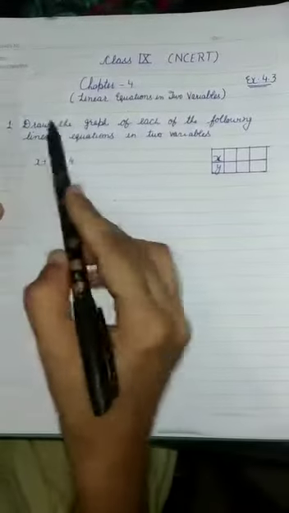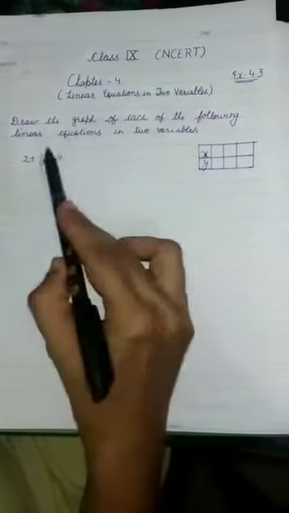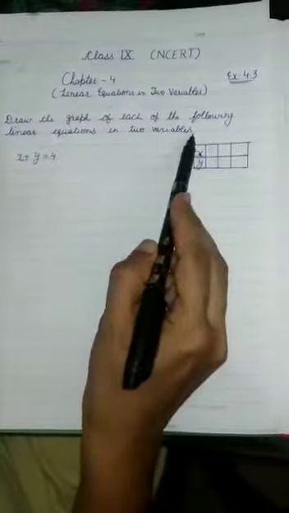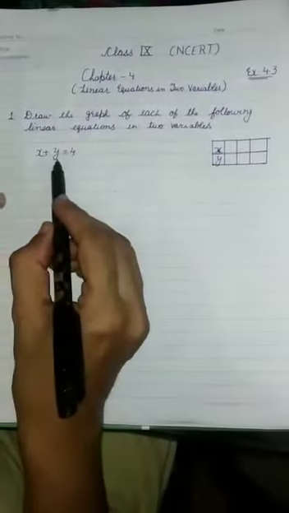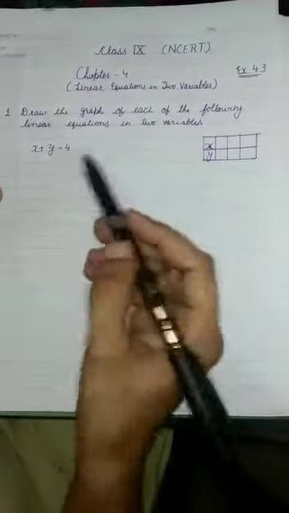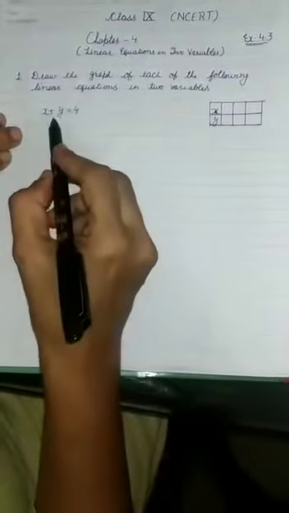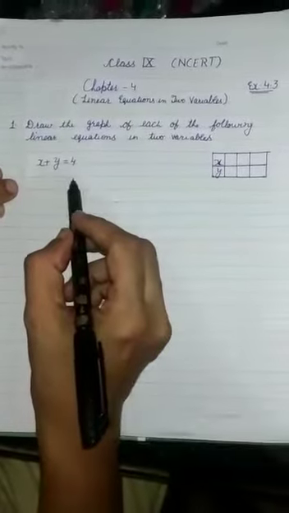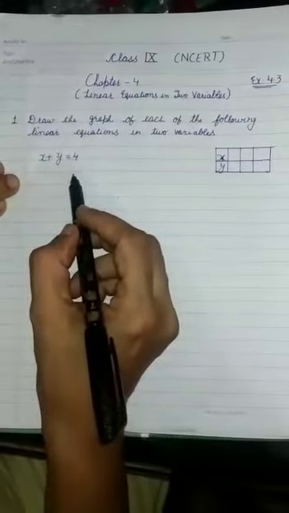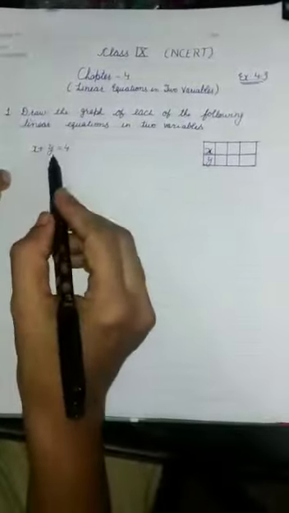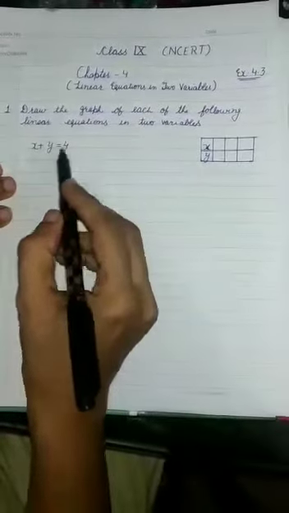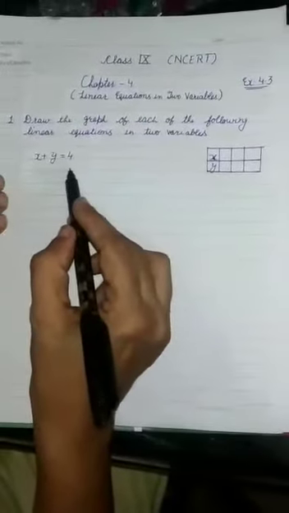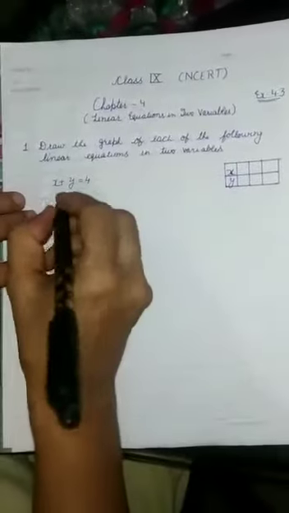Our question number 1 is: draw the graph of each of the following linear equations in two variables. The equation is x plus y is equal to 4. First of all, we have to find the solutions of the given equation, which we have already done in our previous exercise 4.2, how to find the solutions of the given equation. So now we will find the solutions.